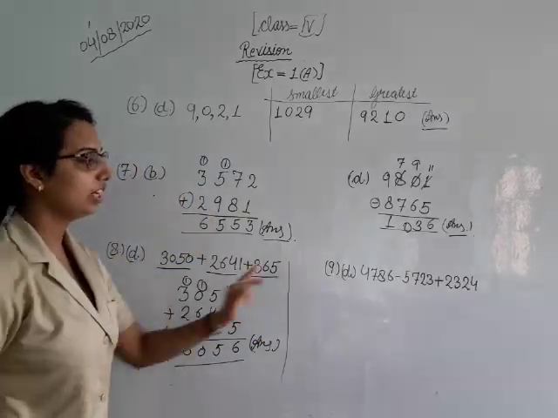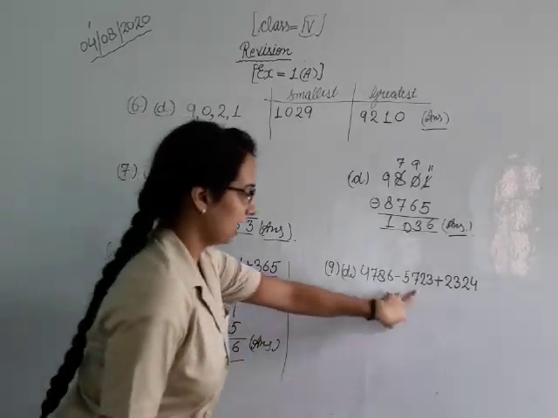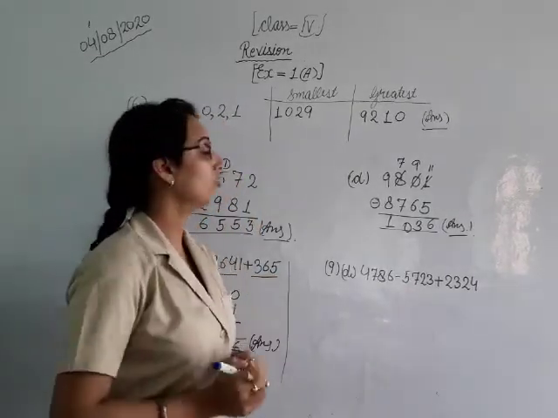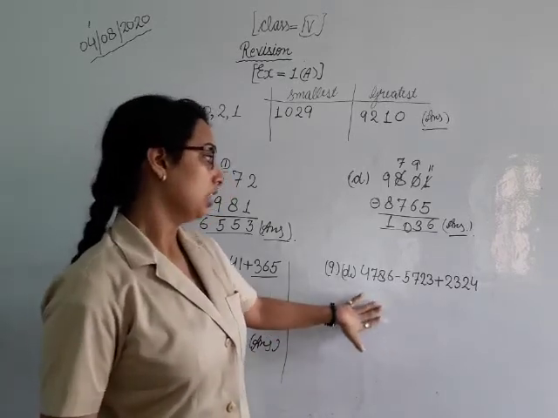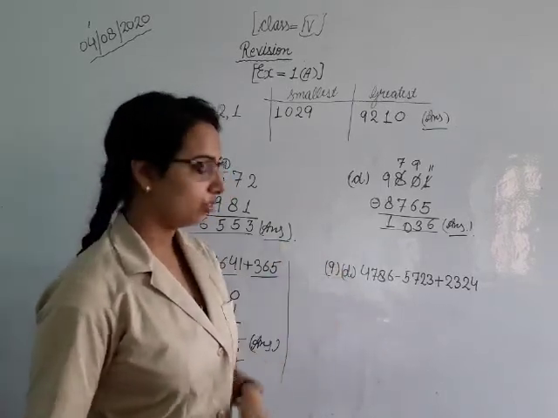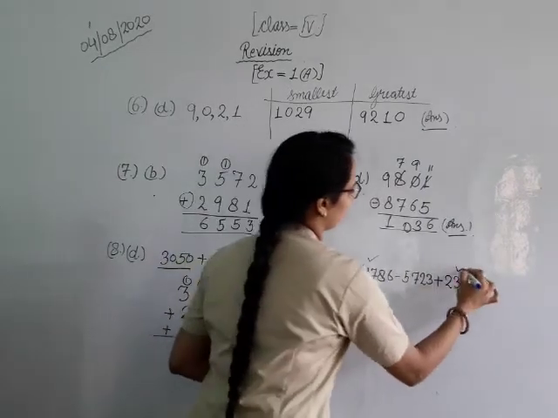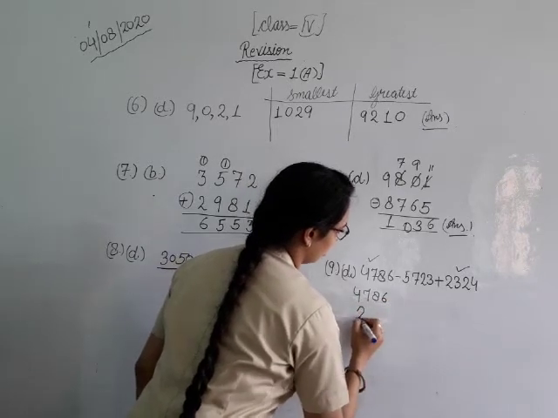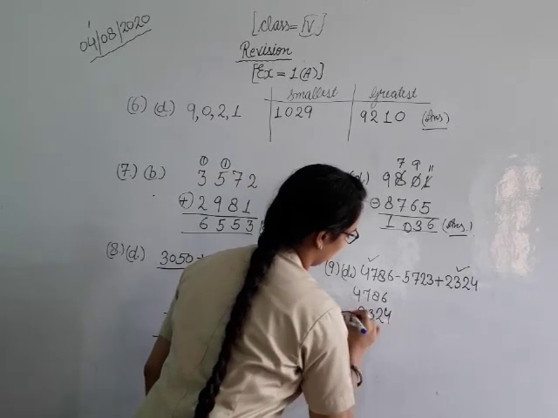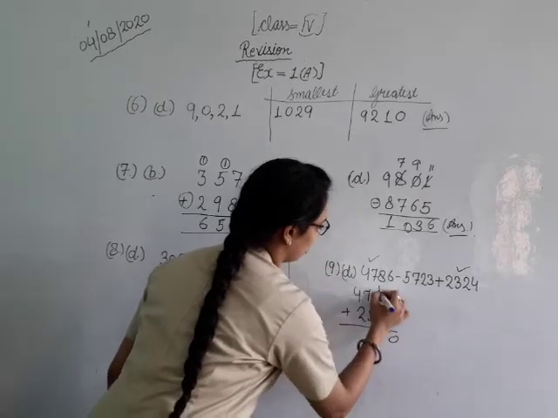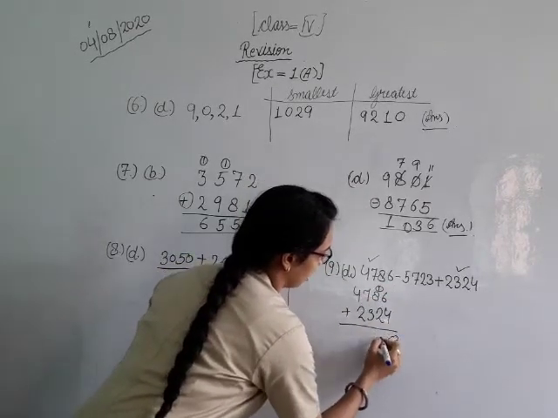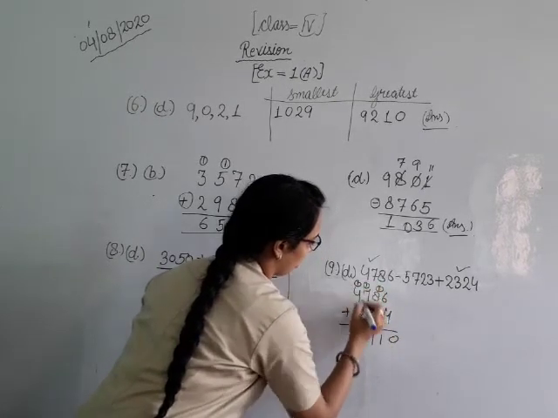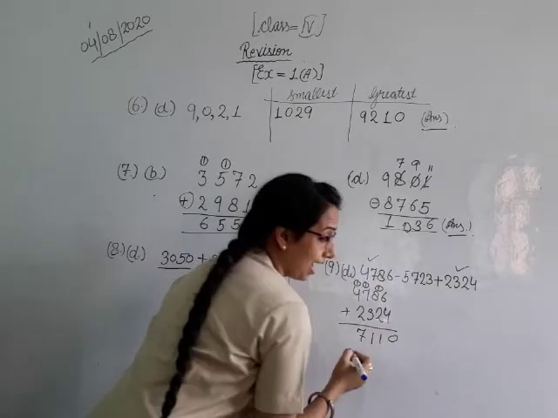Now see our D part. Here is both addition and subtraction. Okay? Then first of all we have to identify and classify the numbers as positive as well as negative. So which is positive? This one and this one. Put them together. 4, 7, 8, 6 plus 2, 3, 2, 4. Add them. Okay, what will come? 0. Then 10, 11, 1 again. 7, 10, 11, 4, 5, 6, 7. Okay, this is the answer of addition.